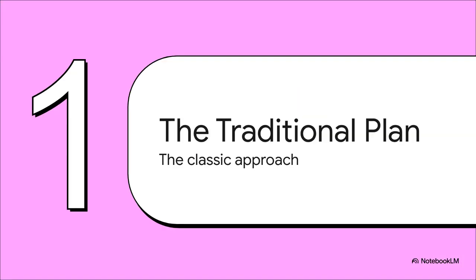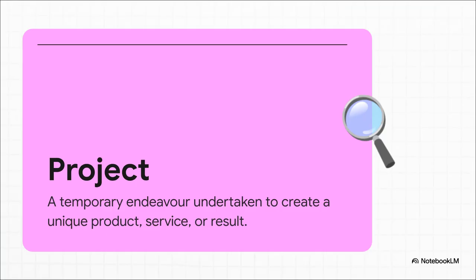All right, first up, let's set our baseline. We're talking about the traditional way of doing things, which for a long time was seen as the only way to manage a project. Okay, before we go any further, let's get on the same page with one key term, project. A project is a temporary effort to create something unique. So think about building a custom house. That's a project. On the other hand, running the car factory that churns out thousands of identical cars, that's an ongoing operation. This distinction is really the foundation for everything we're about to talk about.